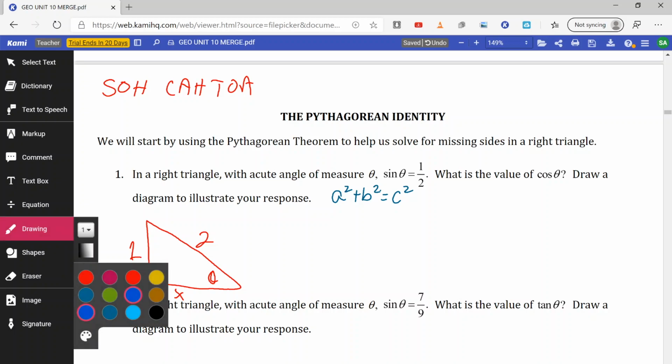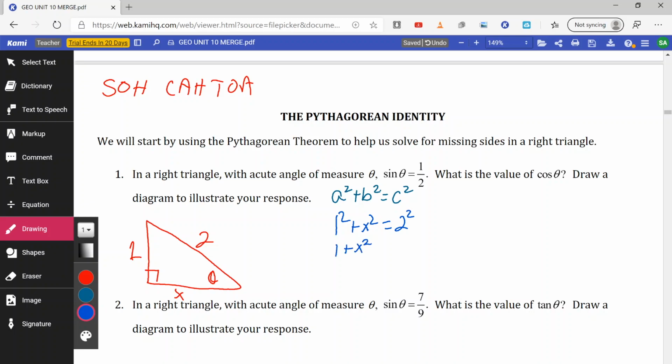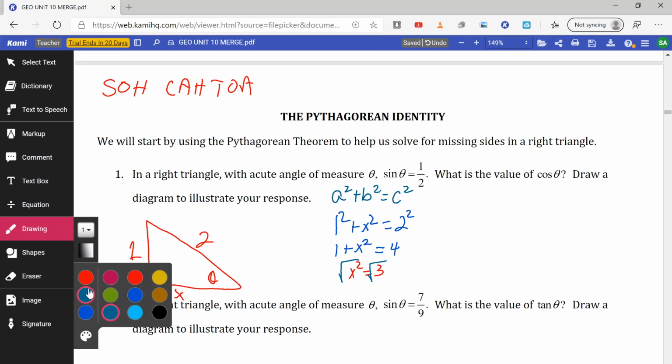Now the Pythagorean theorem states our square of the short sides, so 1 and x, so 1 squared plus x squared is going to give me my hypotenuse squared, which in this case is 2 squared. So 1 squared is 1, x squared we can't do anything with just yet, so it remains x squared equals, in this case, 4. So to get x by itself, what we have to do here is subtract 1 from both sides. So we end up with x squared equals 3. And last but not least, we have to take the square root of both sides. So we end up with x equals the square root of 3.